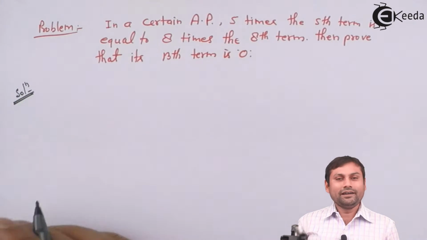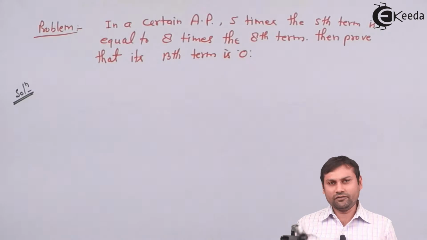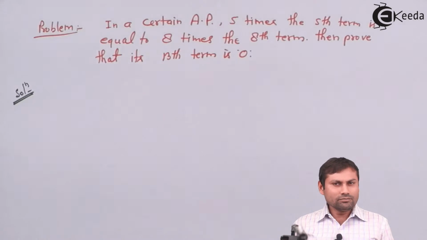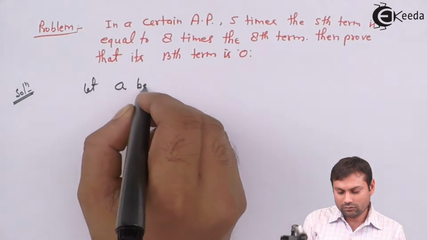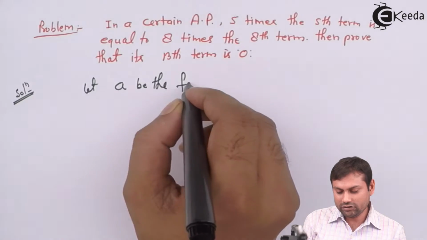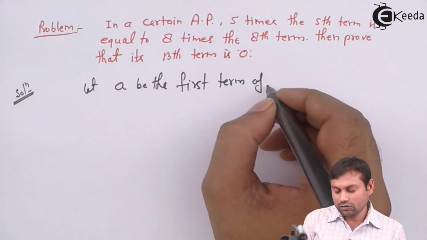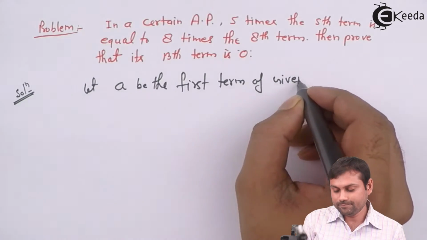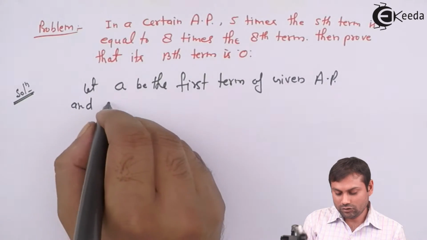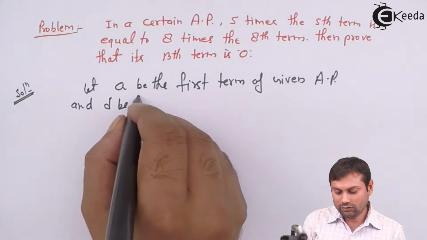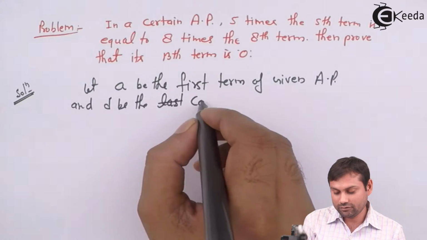How do we solve? Let A be the first term of that given AP and D be the common difference. Okay, let's start with some assumption. So let A be the first term of the given AP and D be the common difference.